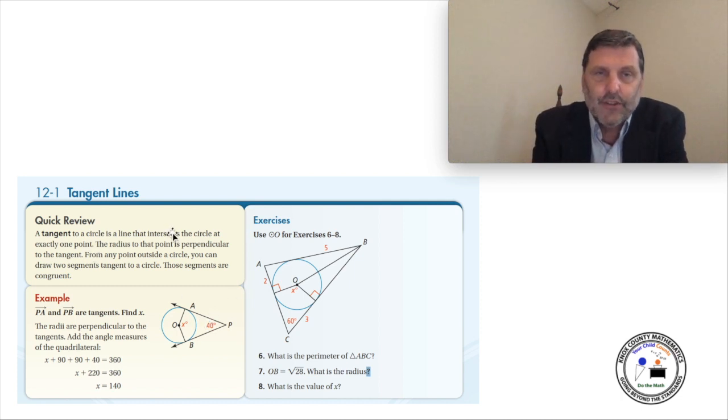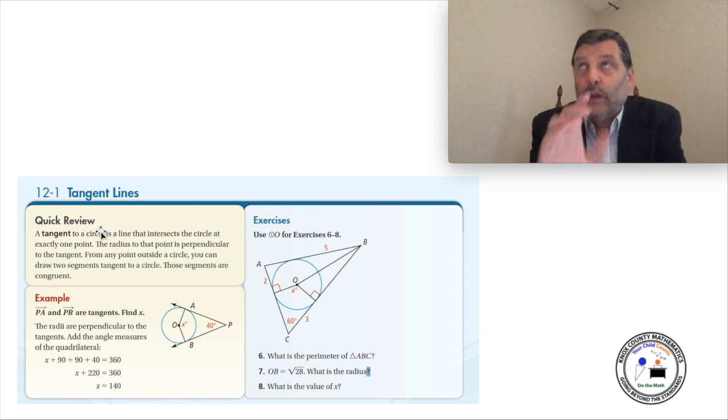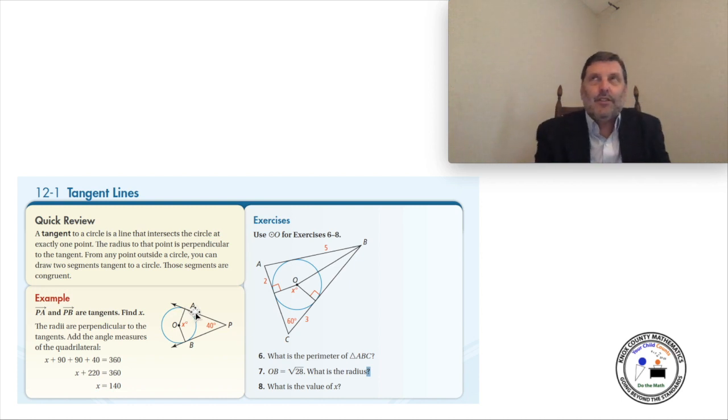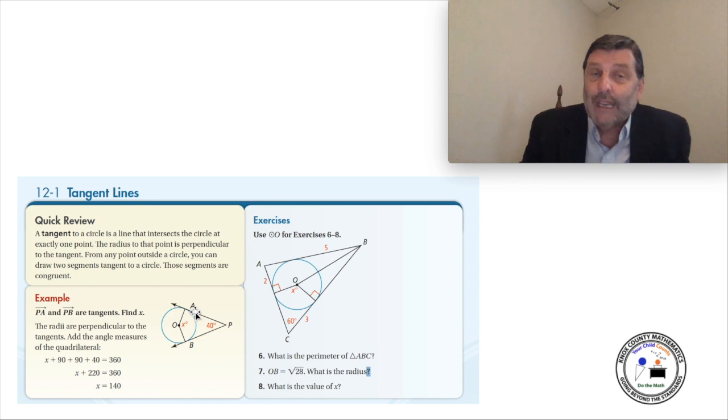So the tangent to a circle is a line that intersects the circle at exactly one point. Again, intersect could mean touch. The radius to that point is perpendicular to the tangent. For example, the ray PA intersects right here at A. If I connect the point A to the center, which is O, that segment is automatically perpendicular to the ray. Keep in mind, that starts getting you thinking about perpendicular lines, maybe triangles, right triangles.